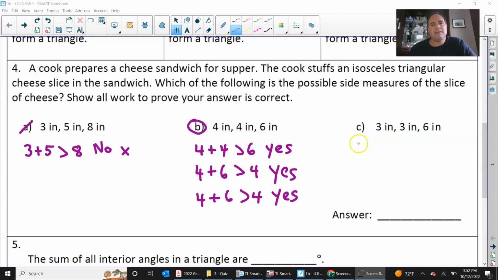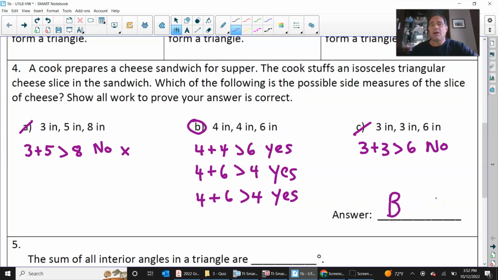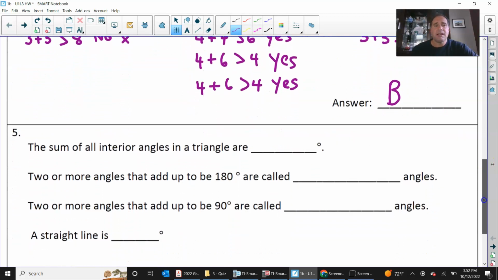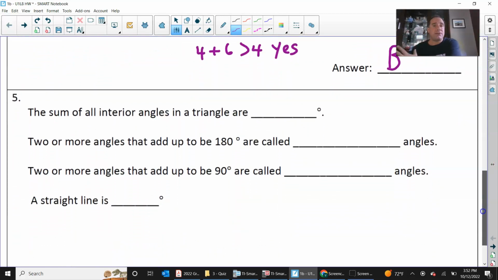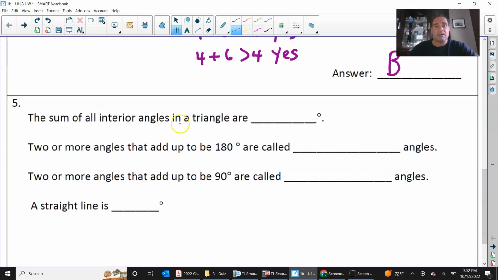I'm just going to check C out right now. Which of the following is possible side measures? So we're just going to do 3 plus 3 has to be greater than 6. 6 is not greater than 6. This is equal to 6, so this is a no, and we could cross this out. The answer is B. All right, because that is the only one that fits into that theorem of adding two side lengths together, and they would have to be greater than the third side length, and B is your answer.